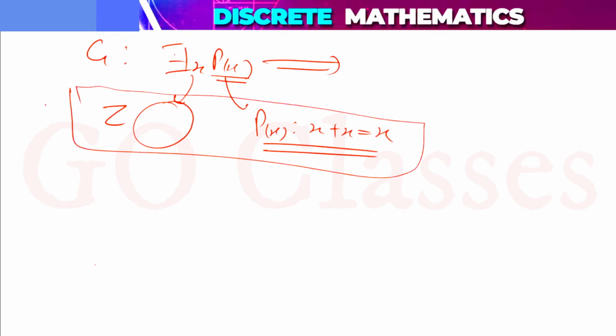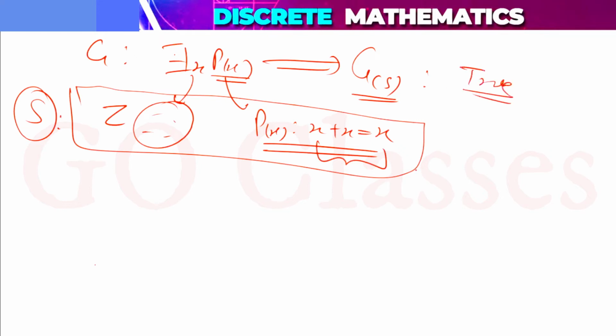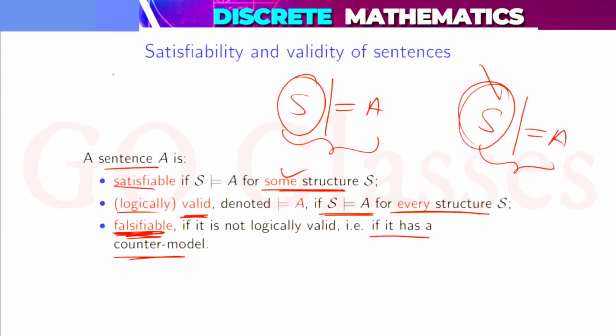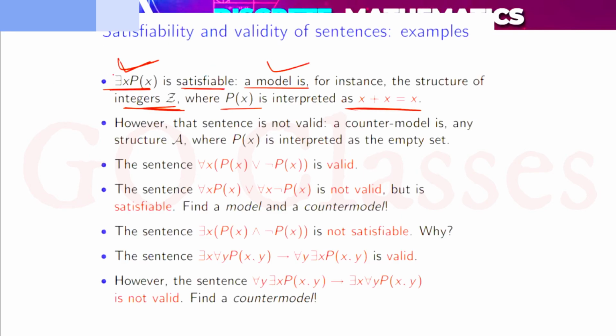Consider this environment S. Then tell me what is the truth value of G in this structure. The answer will be very easy: x plus x equals x over the set of integers. So this will be true because 0 plus 0 equals 0. There exists a value for which it holds. Hence we can say this structure, this environment, is a model for G. Hence we can say G is satisfiable.